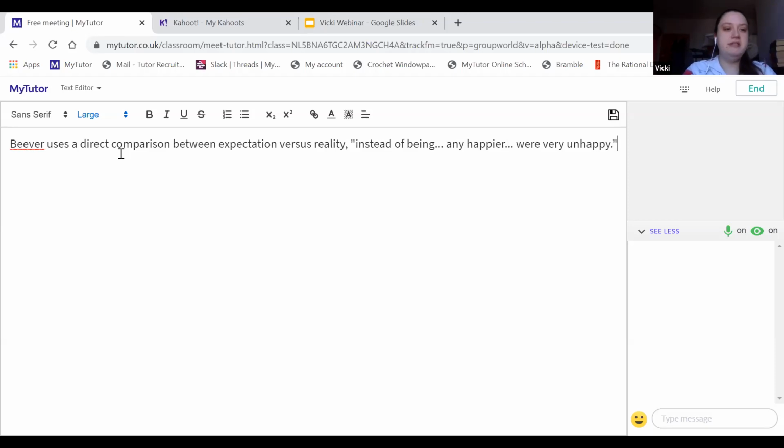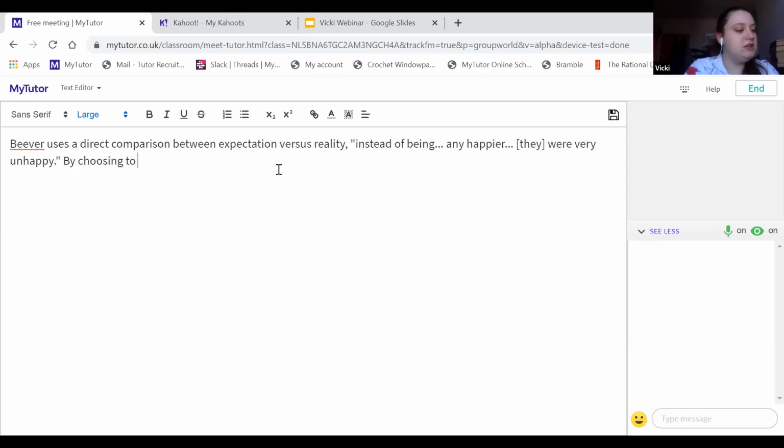So Beaver uses a direct comparison between expectation versus reality. Instead of being any happier, we could put here in square brackets, they were very unhappy. So that just means you've inserted that to make it clear to the reader and to make it read grammatically, because 'any happier were very unhappy' doesn't make sense. So if you pop 'they' in there in square brackets, that says to the examiner, I've added that in so it makes sense for you. Right.